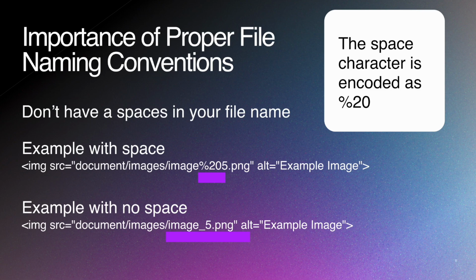Now let's talk about the importance of proper file naming conventions. It's best to avoid spaces in file names. Here's why. When file names contain spaces, they need to be encoded in URLs. For example, HTML5 with a space in between image 5.png becomes image%20.png. This can be cumbersome and lead to errors. Additionally, some operating systems and web servers may not handle spaces well, causing unexpected issues. Instead, use underscores or hyphens to separate words.